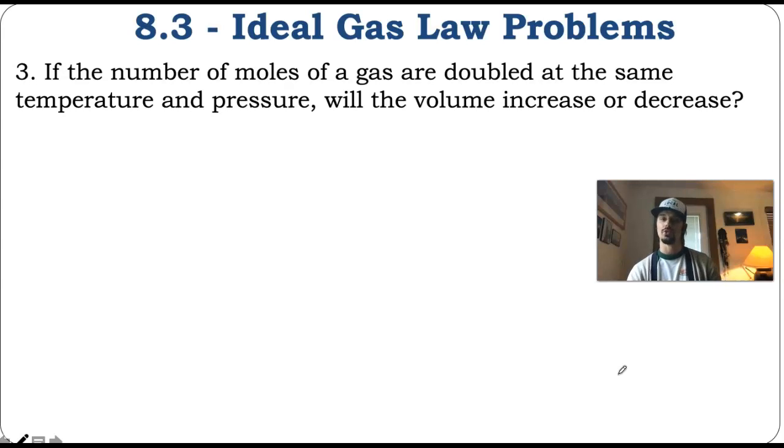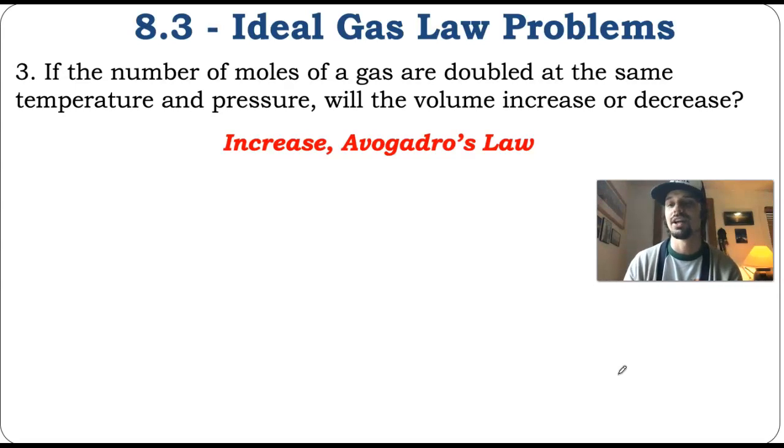If the number of moles of a gas is doubled at the same temperature and pressure, will the volume increase or decrease? Not really a question with any variables. So this is more of just understanding, okay? I'm not using PV equals nRT necessarily in the sense that I typically have been. I'm just answering the question based on Avogadro's law. If the number of moles of gas are doubled, so if I double the amount of gas in a balloon, what happens to the volume? Increases, and that is Avogadro's law.